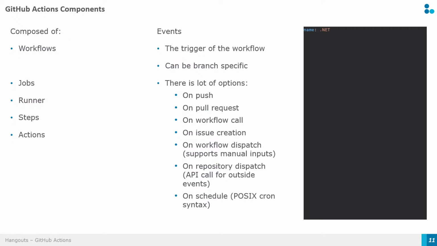So here on the YAML file, the events are assigned as on, and in my scenario, I have this to run when we push code to the main branch, or someone raises a pull request to the main branch.